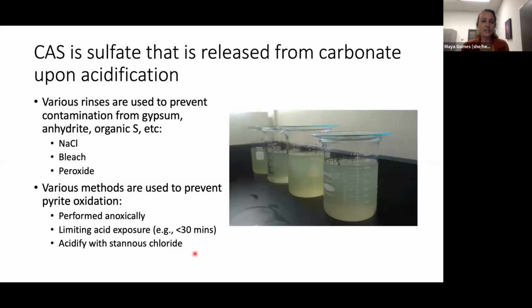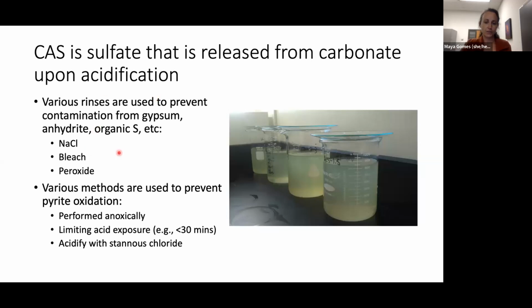So carbonate-associated sulfate, well, I should say both carbonate-associated sulfate and chromium-reducible sulfur are operationally defined terms. They're sulfur that is extracted by these particular lab methods. Even though we assume that all CAS is sulfate that's substituted into the carbonate lattice, we're not always verifying that. We're making an assumption that this extraction procedure is only capturing that. Carbonate-associated sulfate is the sulfate that's released from carbonate upon acidification. So what we do is we take our sample, we grind it up, and then we rinse it with various types of solution to remove forms of sulfate that are not carbonate-associated sulfate.